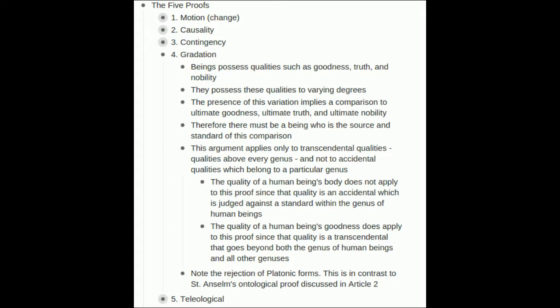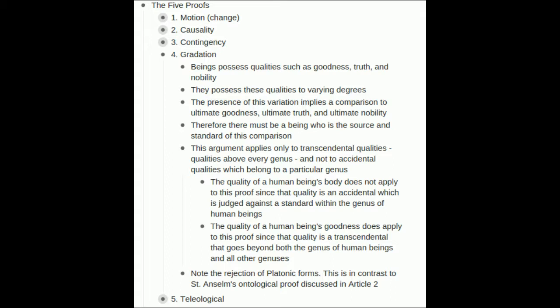There is such a thing as a good person, there is such a thing as a bad person. Both Mother Teresa and Adolf Hitler possess qualities of goodness. Mother Teresa possesses a great deal more of the quality of goodness than did Adolf Hitler. It's fairly self-evident. The presence of variation within multiple of those qualities of multiple beings implies comparison to ultimate goodness, ultimate truth, ultimate nobility. Therefore, there must be a being who is the source and standard of this comparison. Okay?